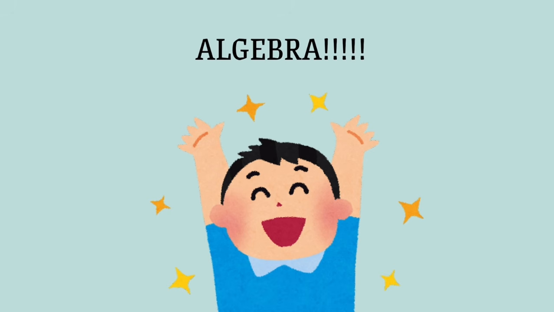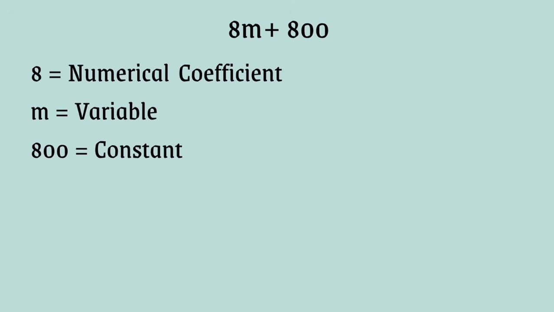Congratulations! You just learned the very basics of algebra. Let's go a little bit deeper. Here's our expression from earlier, 8M plus 800. 8's our numerical coefficient, M is our variable, and 800 is our constant. What do those mean? Let's start with variables. Usually our variable is x, but this time it's M.